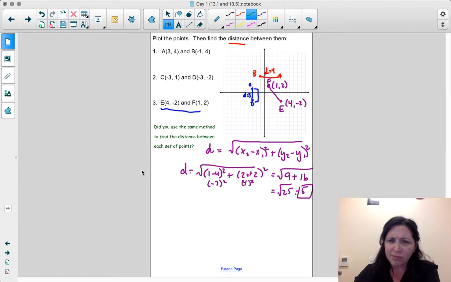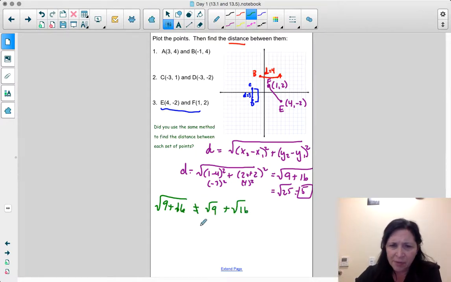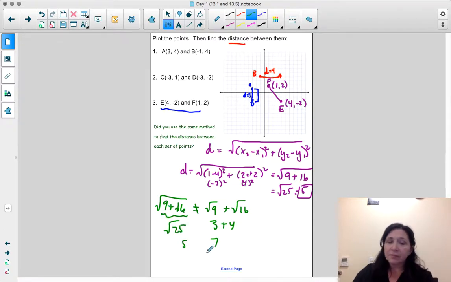A couple of things that I want to just stress ahead of time so you don't make this mistake later. The square root of 9 plus 16 does not equal the square root of 9 plus the square root of 16. If you think about it, this right here would be 3 plus 4, which is 7. That is not the same as saying 9 plus 16, which is 25. Square root of 25 is 5. Those are not the same. So you never break this up into two parts.